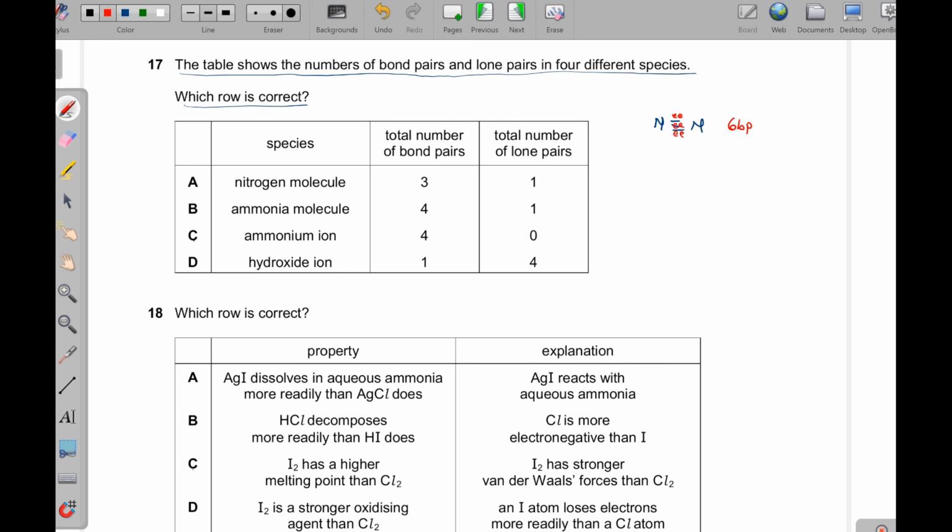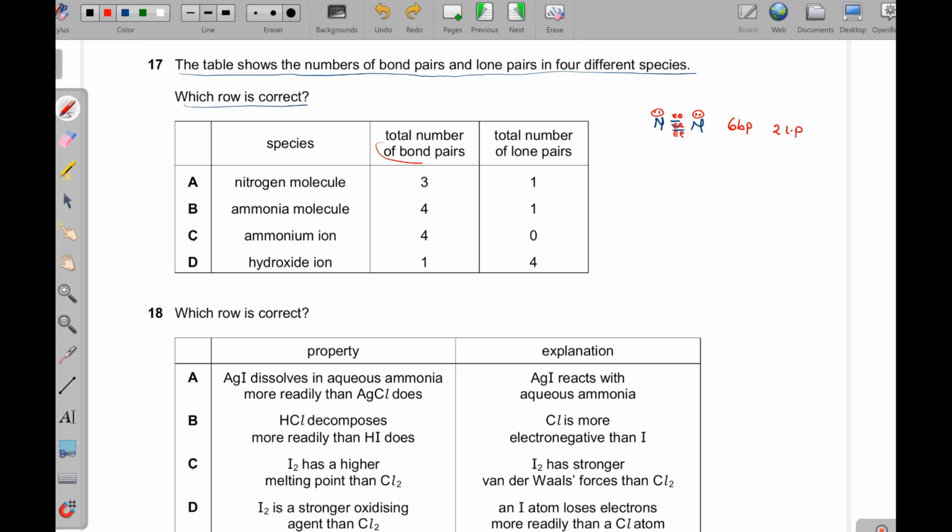You see that? Then what else? And they also have a lone pair, by the way. There's a lone pair on nitrogen. So total number of lone pairs, we are seeing 2 lone pairs, okay? One here and one here. That is for the nitrogen.